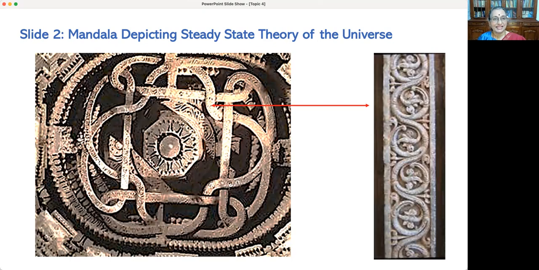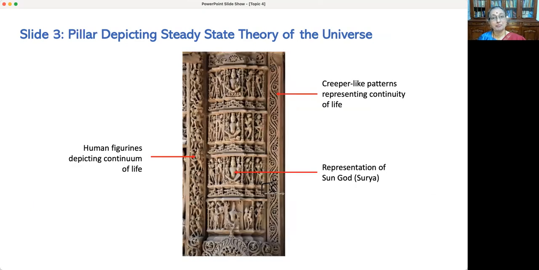I present slide 3. It's an example of a pillar in the Sun Temple of Modhera in Gujarat, West India. This was built around 1026 AD. This interesting tall pillar has miniature figures of human couples depicted one above the other. This symbolizes the continuum of human life and the process of linking the past to the future.